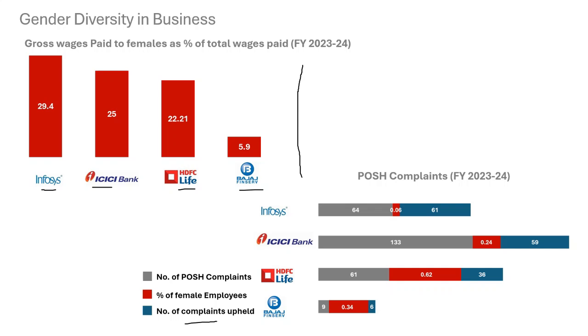A high number of complaints, like in the case of ICICI Bank, does not make it unsafe for women. This number depends upon the size of the organization, and it also depends upon the robustness of the internal complaints committee to impartially handle the complaints. There should also be mechanisms to prevent adverse consequences to the complainant in harassment cases. The presence of these systems gives women the confidence to lodge a complaint in the first place. We can see here that the percentage of complaints to female employees is less than 1% in all the cases.